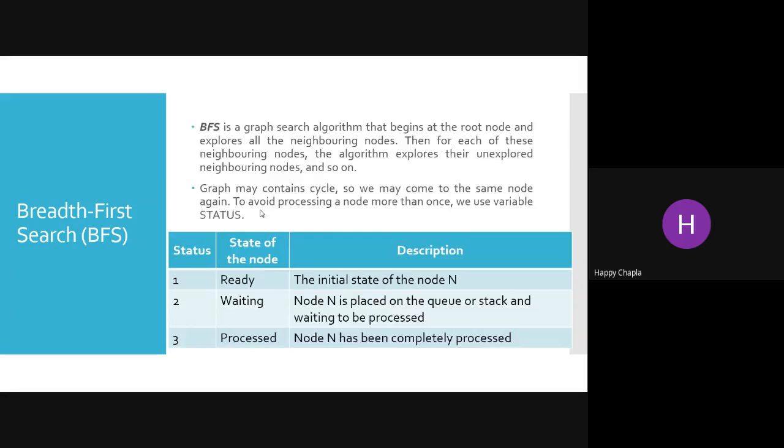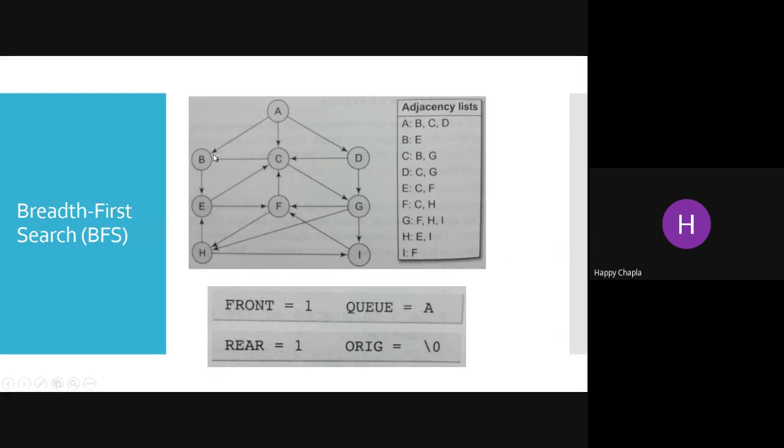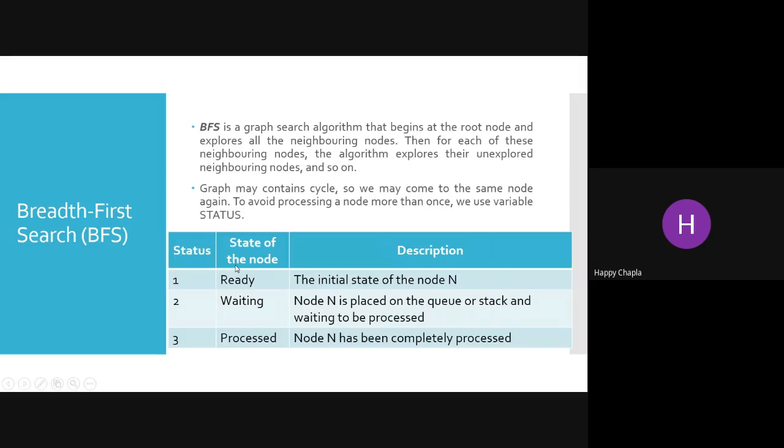So graph may contain cycle. Maybe it's something like this, starting from A. So A to C, C to G, G to H, H to E, E to C. So this means it is performing one cycle, right? According to this, we have to avoid this situation. That's why we can use this status variable, right? If I'm visiting one node already, then we don't require to visit that node one more time.